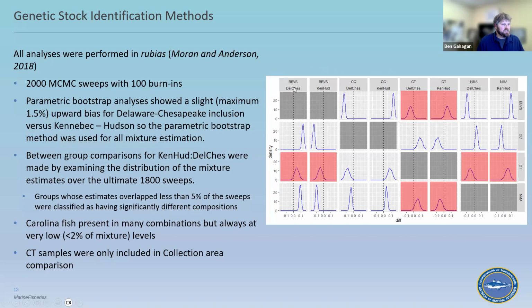So for instance, this is the Delaware Chesapeake composition of Buzzards Bay Vineyard Sound, and this dotted line is the mean. With Cape Cod, you can see that the distribution does not overlap the mean at all. But with the Connecticut samples, you can see that more than 5% of the tail of this distribution overlapped the mean Buzzards Bay Vineyard Sound. So this is really a way of saying a 95% probability, as most people, not statisticians, understand it. 95% of the time, if we say something's different, it was different. So hopefully that makes sense.